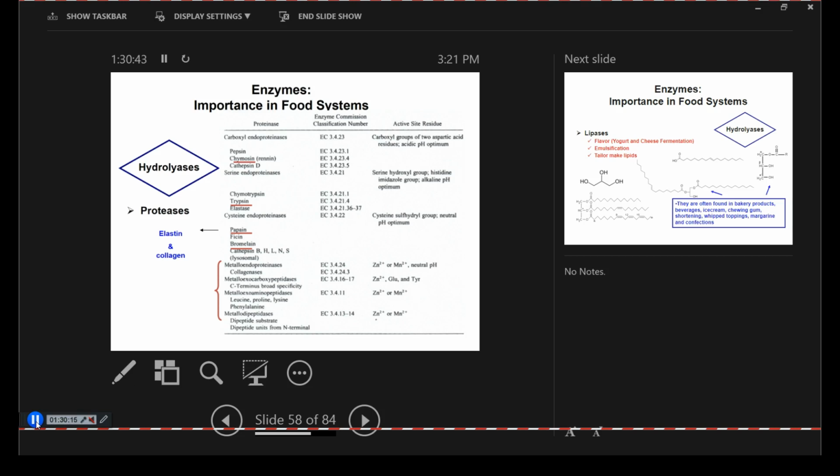Others are sometimes more specific. They cut at different locations based on the presence of certain amino acids. For example, serine endoprotease is called serine because they have a serine hydroxyl group in the active site as well. So this is just a very brief description.